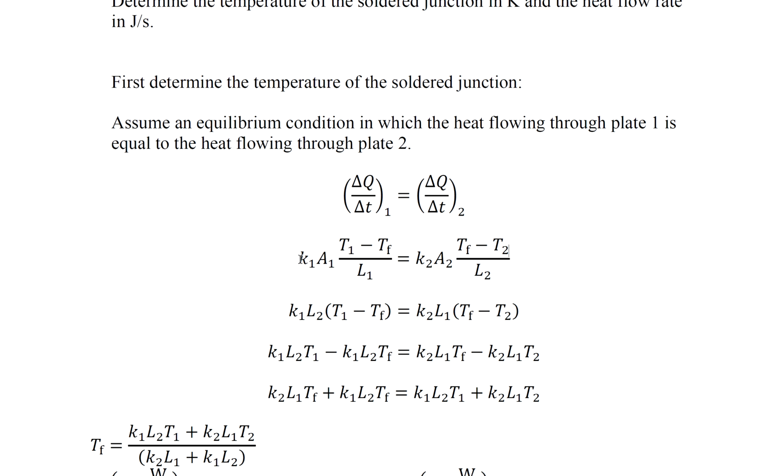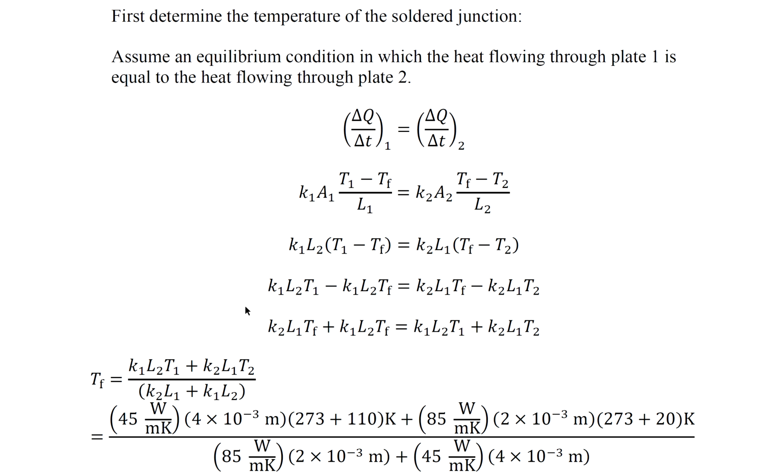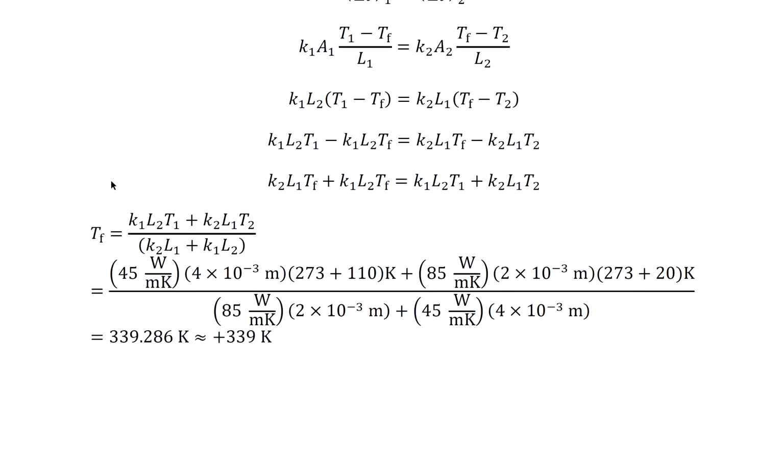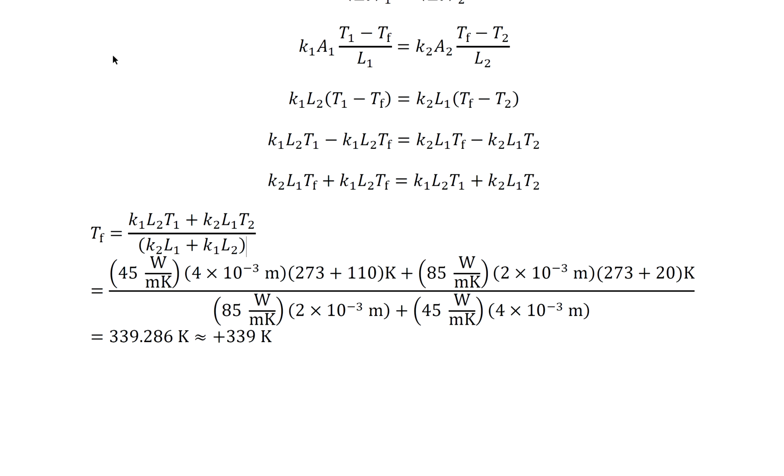We know A1 is equal to A2. We're going to get rid of the denominator by multiplying both sides by L1, L2. Now we're going to get rid of the parentheses to get this equation here. Finally, we're going to put T final on one side and T1 and T2 on the other side, and solve for T final, which is 339 K.